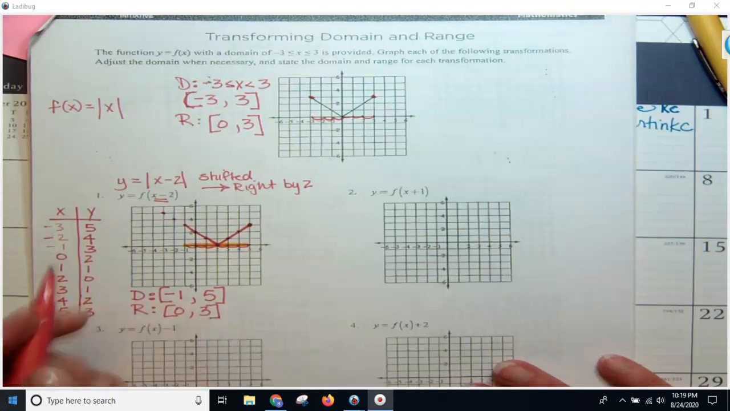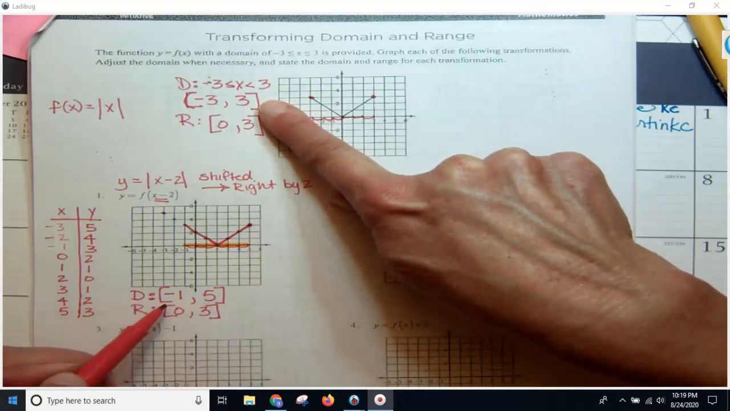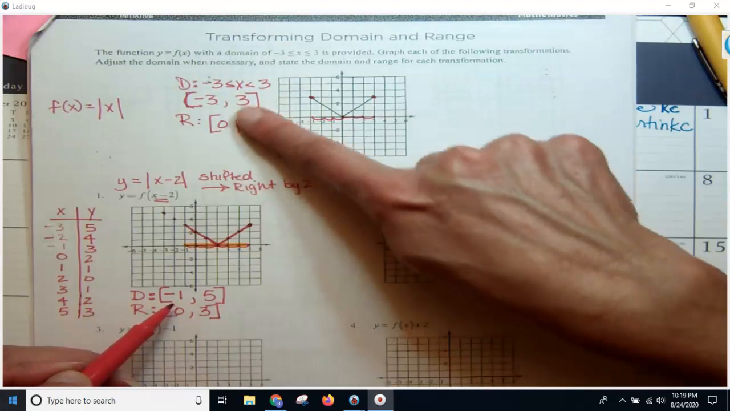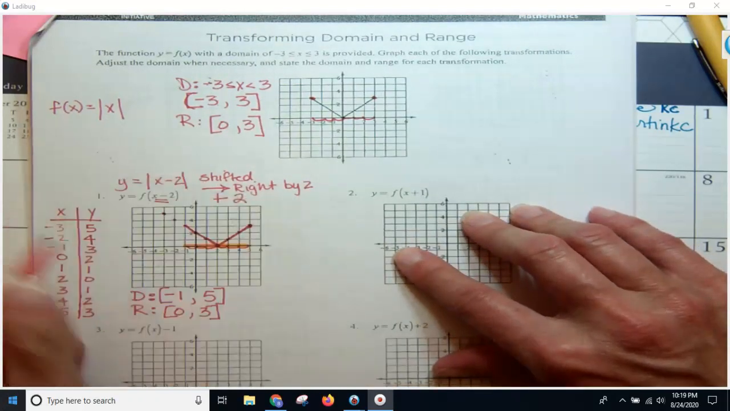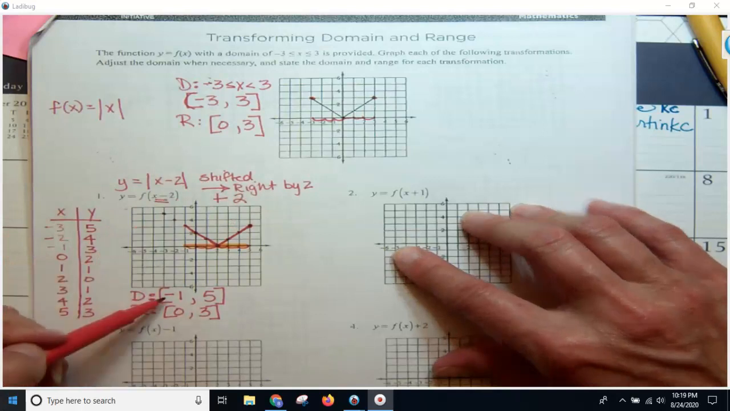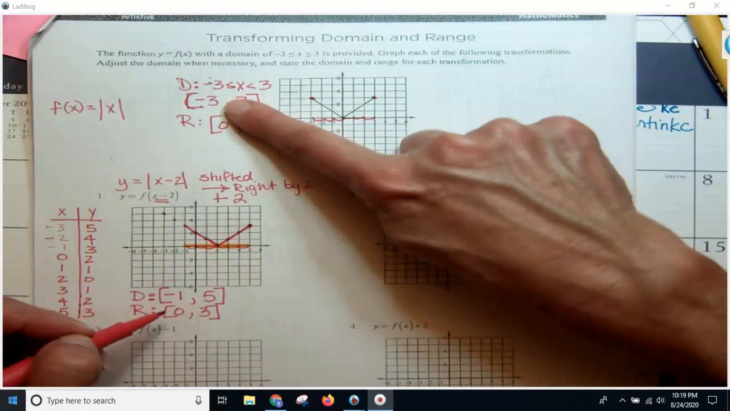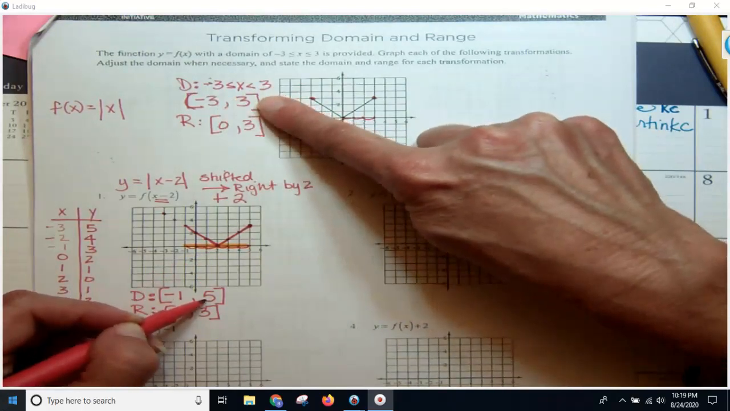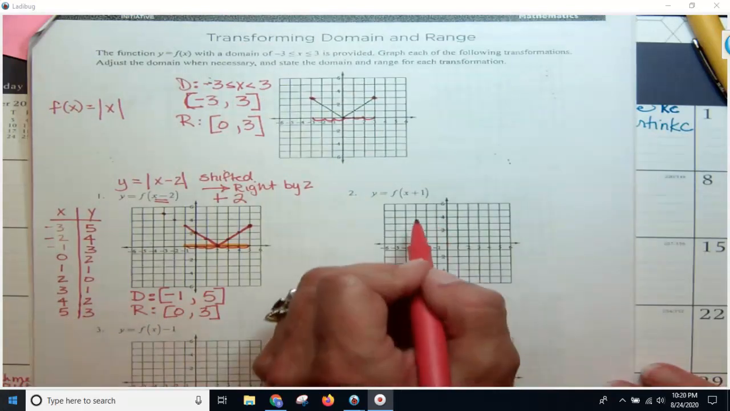Okay? So if you notice, my original domain was [-3, 3]. What happened between here and here? Well, I added 2. Isn't that interesting? I added 2. It shifted to the right 2. So -3 plus 2 is -1. +3 plus 2 is 5. Well, let's see if that holds true as we continue on.